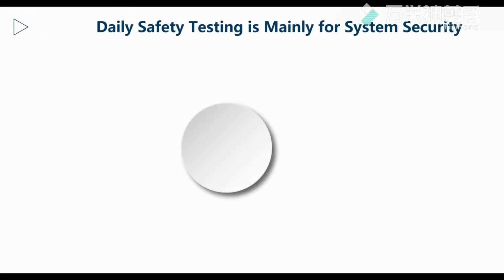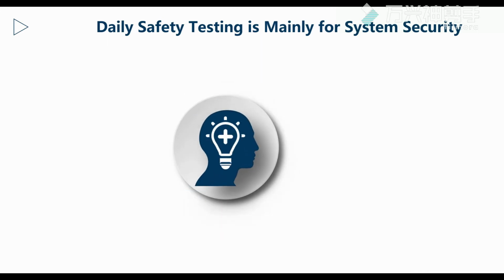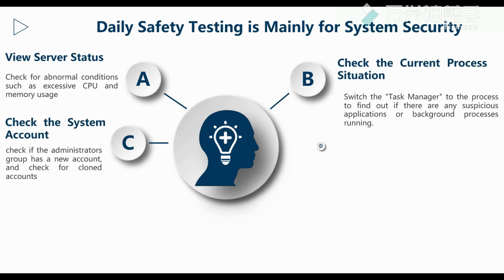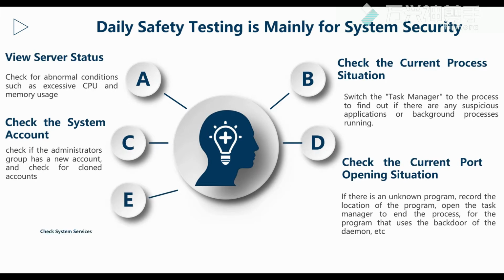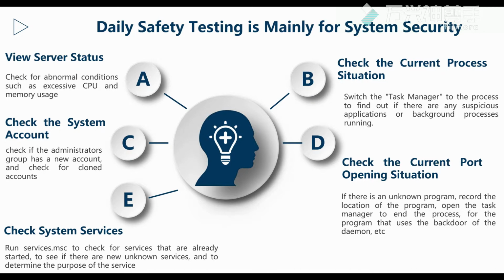And then I will introduce the data safety testing, which is mainly for system security, because security is very important in our ZHUO investigation. So we have to check the server states and check the current process situation, like the task manager, right? And also check the system account and check the current port opening situation. Last, we check the system service, because we have to check whether it is started, to see whether there are no new ongoing services, and to determine the purpose of the service.